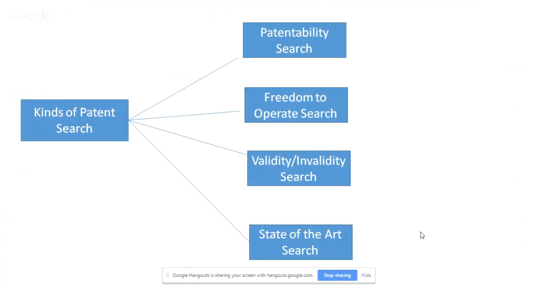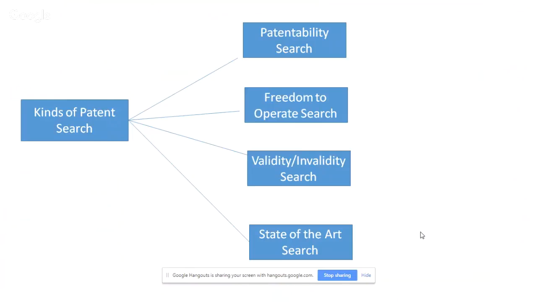Now, the searching process could be of multiple kinds. A few of them are the patentability search, freedom to operate search, validity and invalidity search, state of the art search. Why are we discussing the various kinds of patent searches?